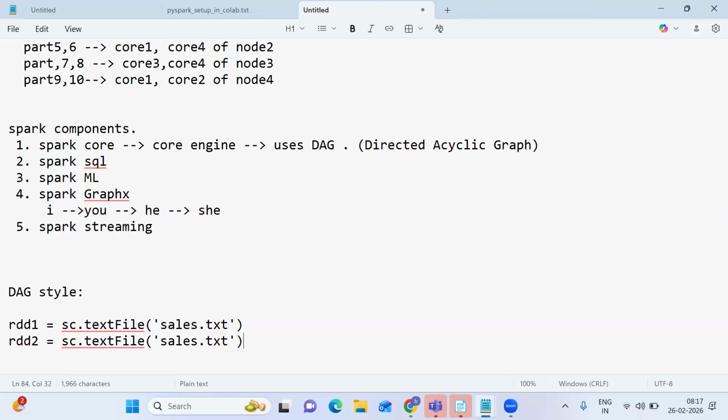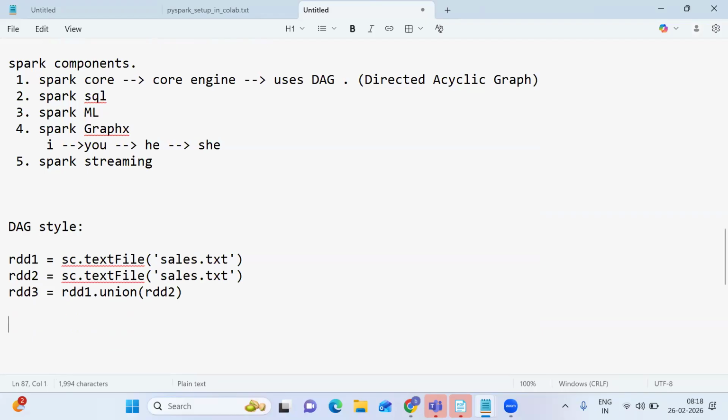Sales2.txt. Look into the 3. RDD1.union(RDD2). Understand? Now RDD3.saveAsTextFile.